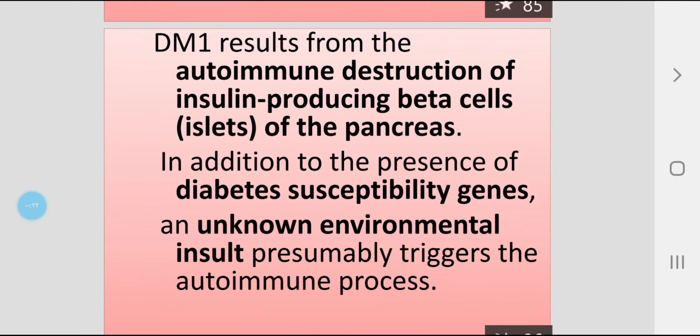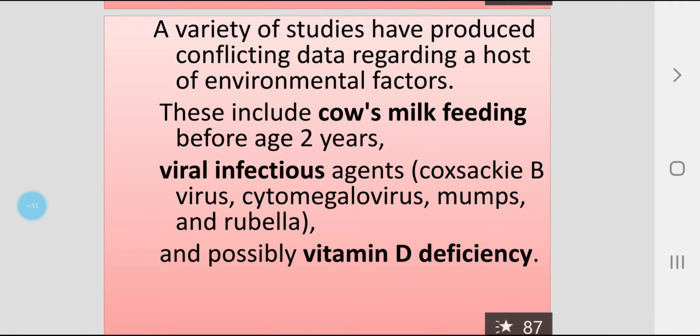Diabetes mellitus type 1 results from the autoimmune destruction of insulin-producing beta cells, the islets of the pancreas. In addition to the presence of diabetes susceptibility genes, an unknown environmental insult presumably triggers the autoimmune process. A variety of studies have produced conflicting data regarding a host of environmental factors. These include cow's milk feeding before age 2 years, viral infections like Coxsackie virus, cytomegalovirus, mumps, and rubella, and possibly vitamin D deficiency.